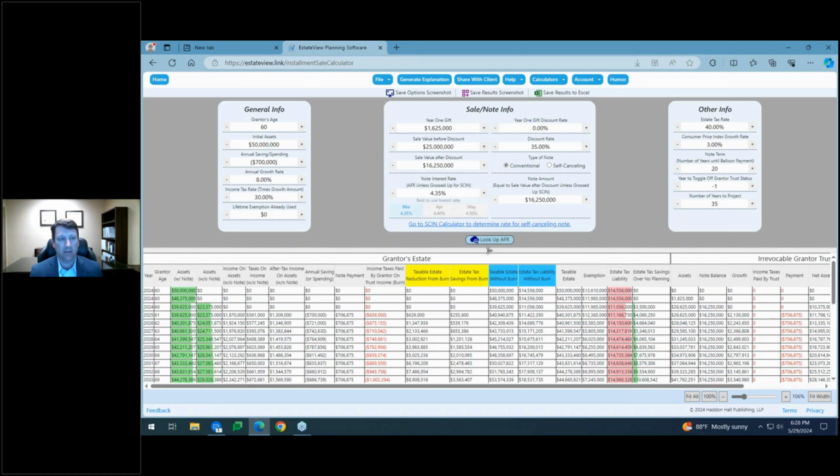So that is the installment sale calculator with income tax analysis. Hopefully you can use this to help you and your clients. Of course, if you have any questions on the calculator, want to know how to illustrate a specific scenario, feel free to reach out to us. We're glad to assist and help you build out a plan for a client using EstateView. So hopefully this tutorial video allows you to understand how to use the software and how to illustrate the installment sale technique to clients.